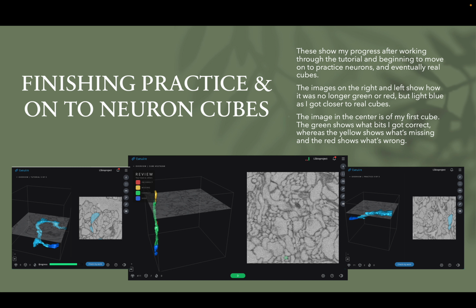And then as you see on the right-hand side, that progress bar disappears and you just have to go off what you've learned. The image in the center is of my first cube, and the green shows what bits I got correct, whereas the yellow strip shows what was missing and the red shows what's wrong. So once you moved on to the actual cubes, it wouldn't tell you what you got right or wrong until the end.